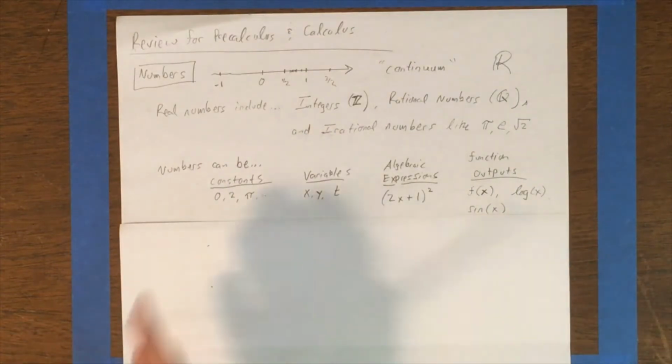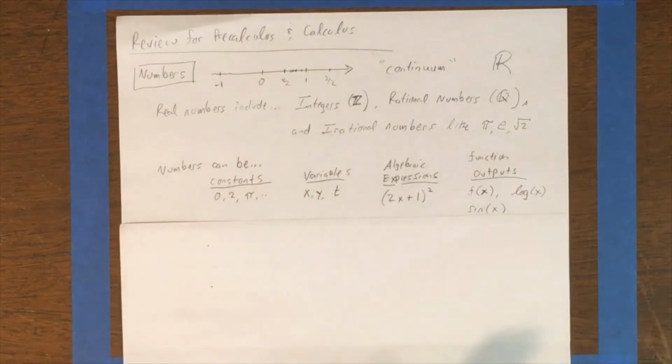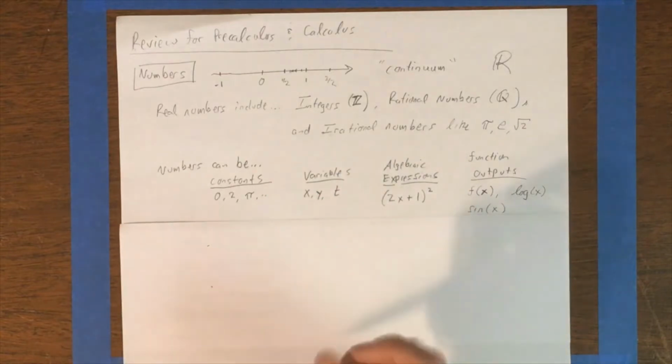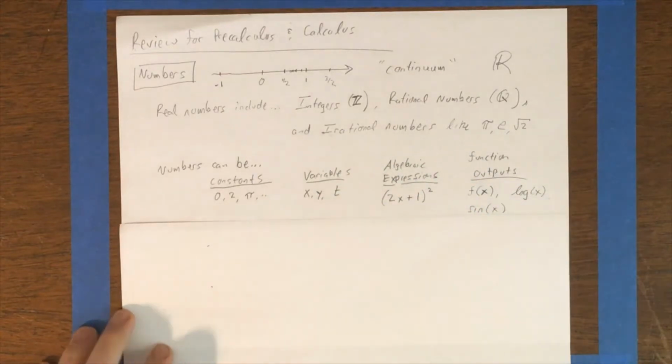All right, so numbers can come in all these different forms. I want to make very clear, when I say number, I don't just mean constants. I mean variables. I mean entire expressions. I mean function outputs, all right?